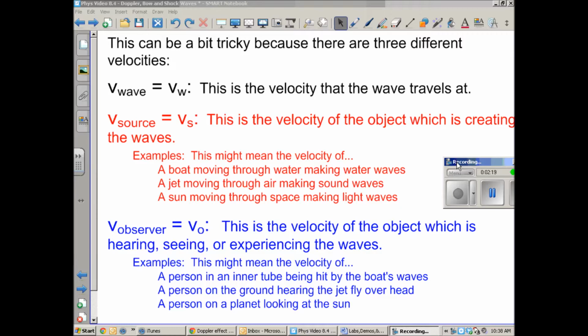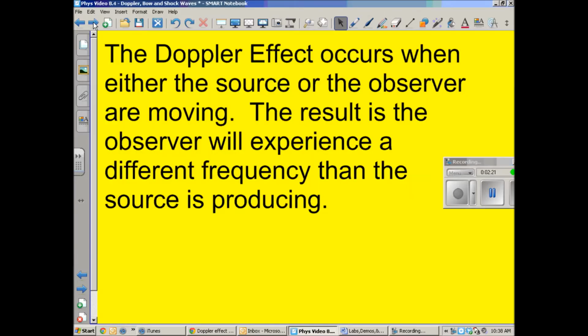All right. So moving on. Here's the definition of the Doppler effect. The Doppler effect occurs if either the source of the wave or the observer of the wave are moving. And what happens is, if this happens, the observer is going to experience a different frequency than what the source is producing. Okay? Let me leave it there for now.